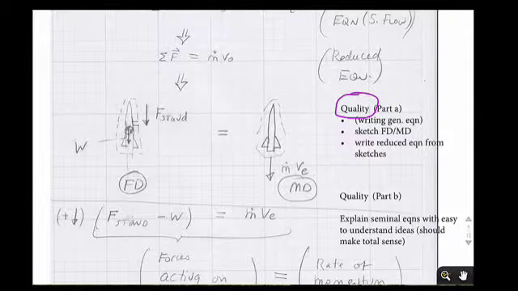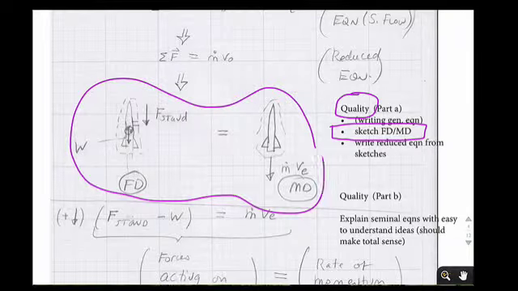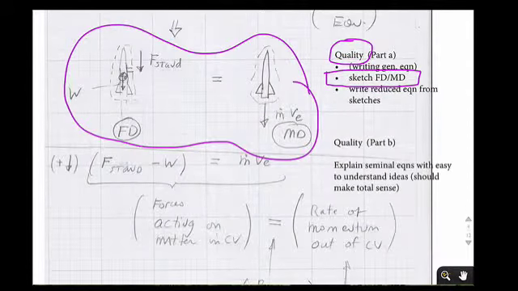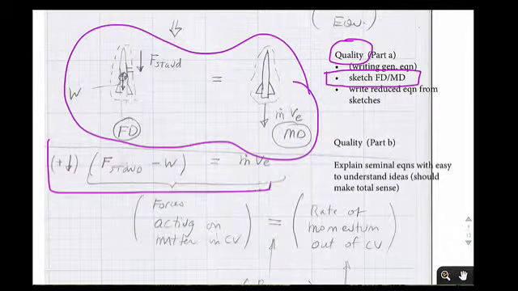Quality describes what good engineers do. It's the easy way to solve problems. The number one thing to do on a momentum equation problem is to sketch a force diagram and a momentum diagram. So I'm looking for something right like this on the documentation. From the force diagram and the momentum diagram, one can directly write the reduced equation. And so you see the reduced equation right here, and I'm looking for something just like that on your documentation.